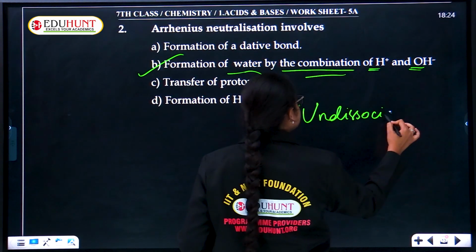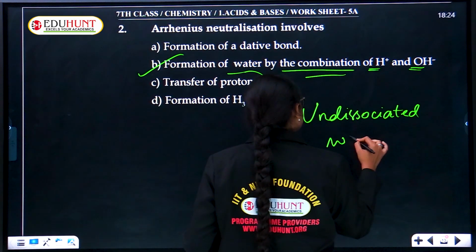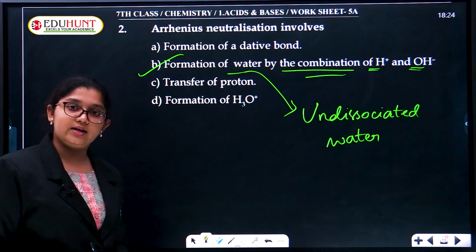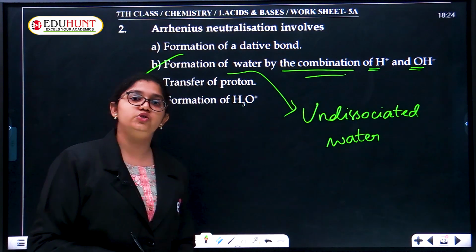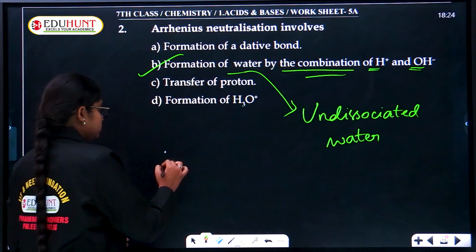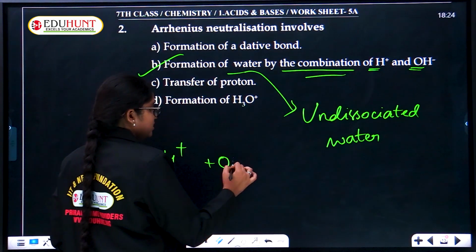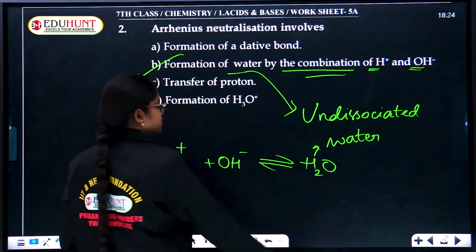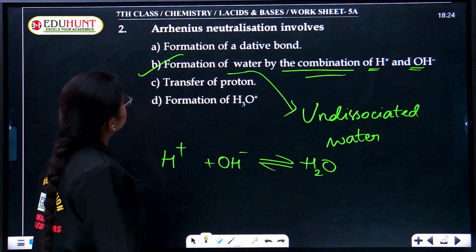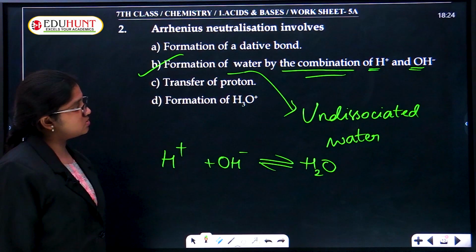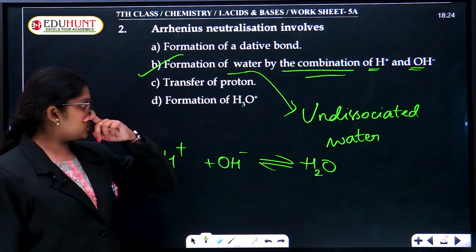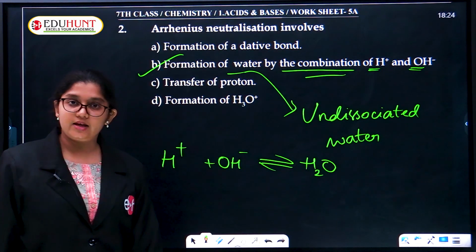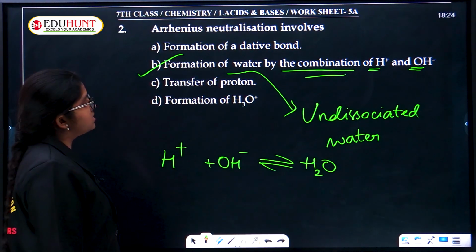Undissociated water. Very good. Undissociated water is formed when H plus ions and OH minus ions react and add up to give H2O. Do you remember that, children? Yes, H plus and OH minus give rise to H2O, the undissociated water. Transfer of proton and formation of H3O plus is not there. So option B for question number 2 is the right option: formation of water by the combination of H plus and OH minus ions.